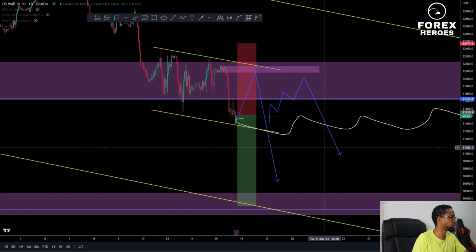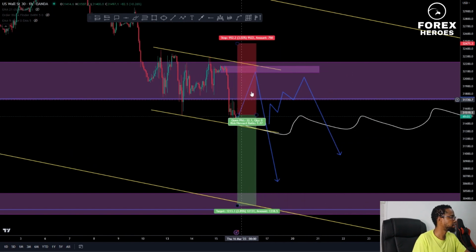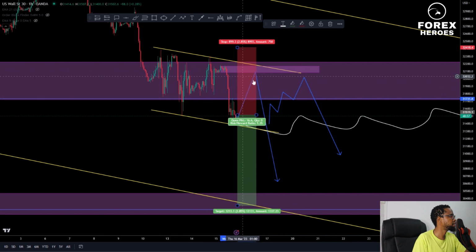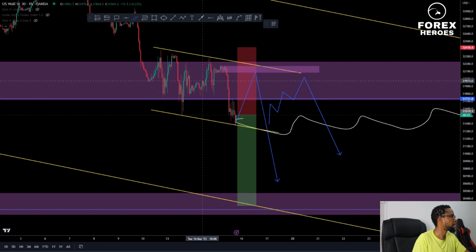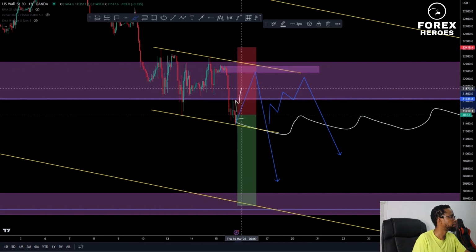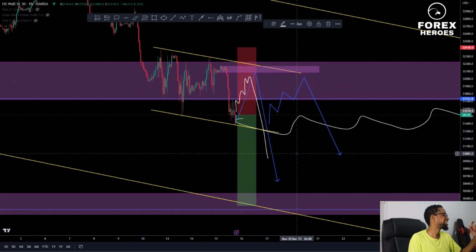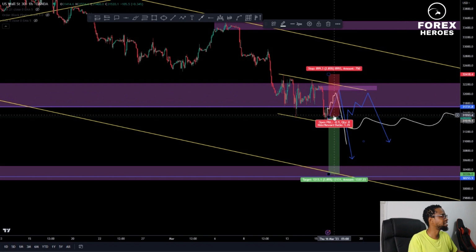And if it breaks here, make sure you enter. This is the confirmation. If it breaks here, enter, and if it comes a little bit here, enter, because now we've reached a minimum stop loss level. When it goes to the upside, we're expecting a mere correction before we push to the downside. So make sure you understand the entry you're going to take here.